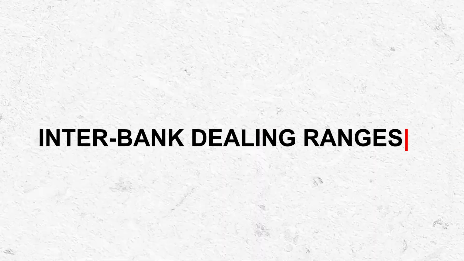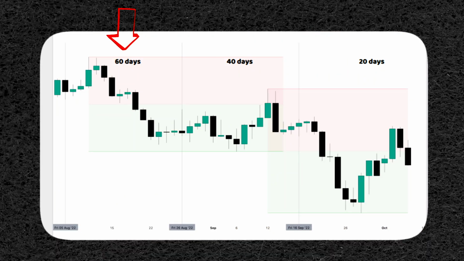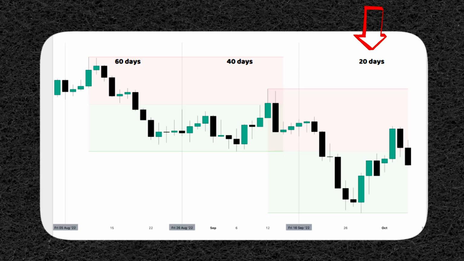Usually we identify our premium and discount zone using the interbank dealing ranges, which usually vary at different time frames. On the 4-hour time frame or on the daily time frame, we can usually take the previous day's high and the previous day's low. On the very higher time frame, we can take the interbank price delivery algorithm data ranges. Those are the 60 days look back, 40 days look back, and the 20 days look back. When we break down to the 15 minutes or the 1 hour or the 5 minutes, we can take the session's high and the session's low.